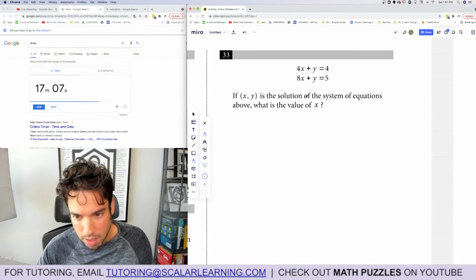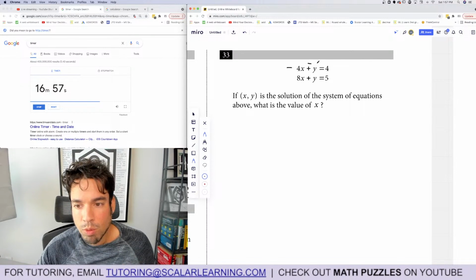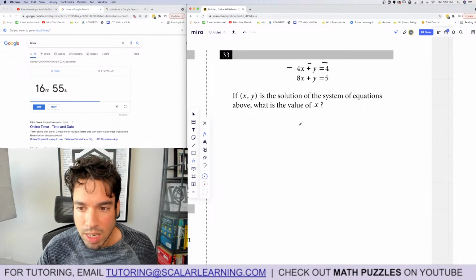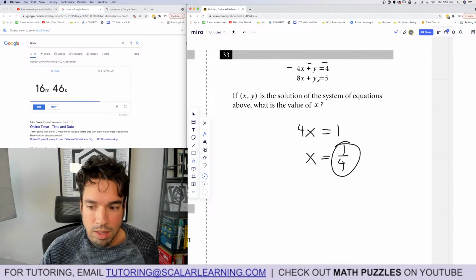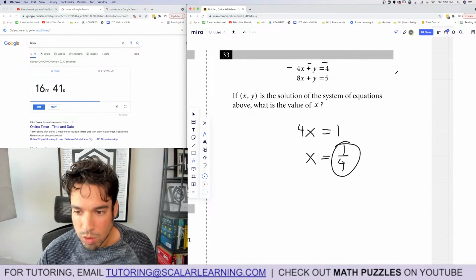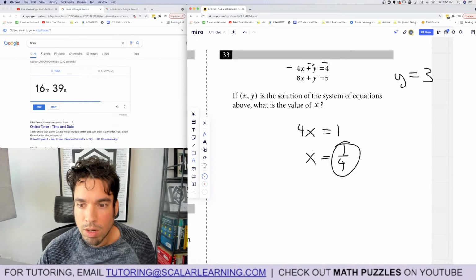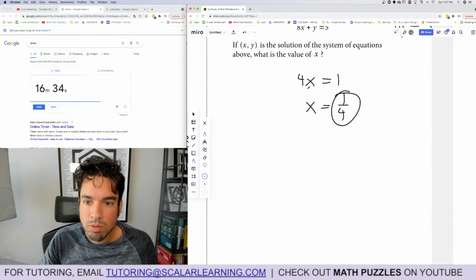33. If (x, y) is the solution of the system of equations, all right, got it. So we're solving for x. Look how nice this is. All we have to do is multiply the top equation by a negative and combine. So -4x plus 8x is 4x. The y's cancel out. -4 plus 5 is 1, divided by 4. x equals 1/4. Just for fun, we had the time, let's solve it. 1/4 times 8 is 2. 2 plus what equals 5? y is 3. So now we'll check this one. 1/4 of 4 is 1, plus 3 is 4. Boom, done. Double verified.